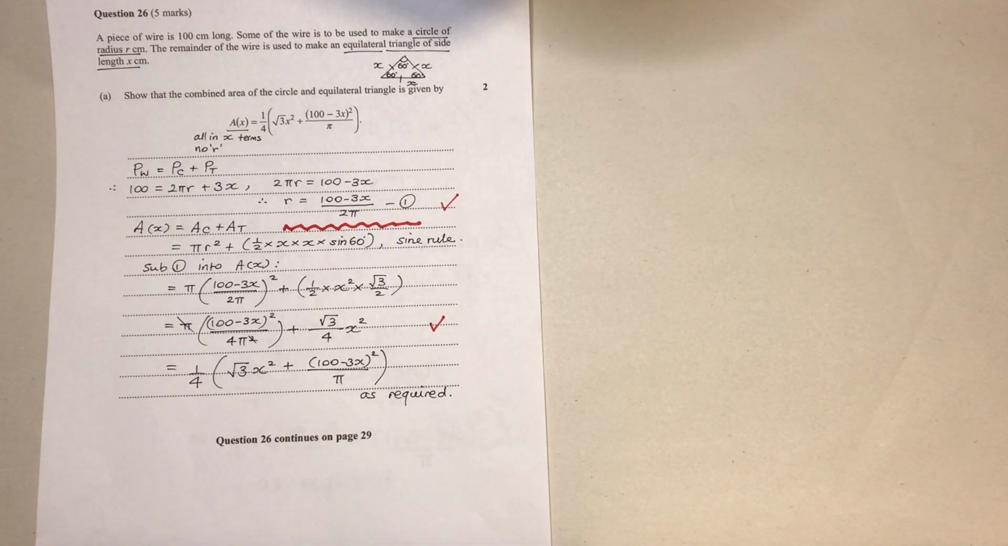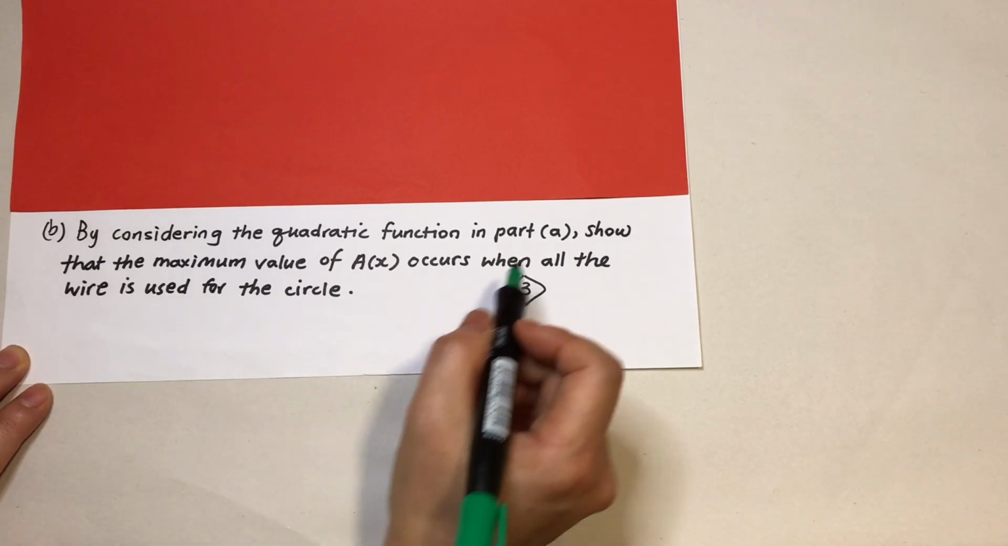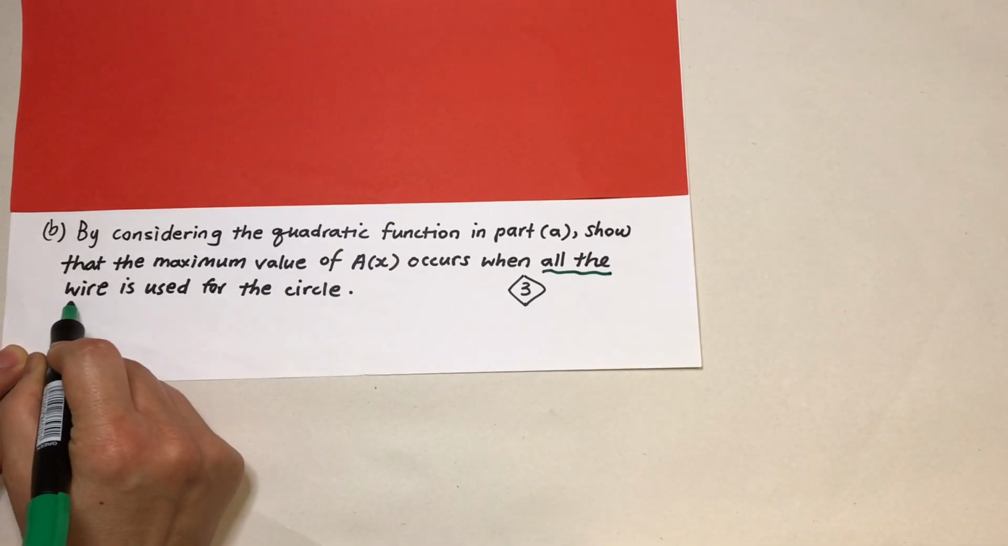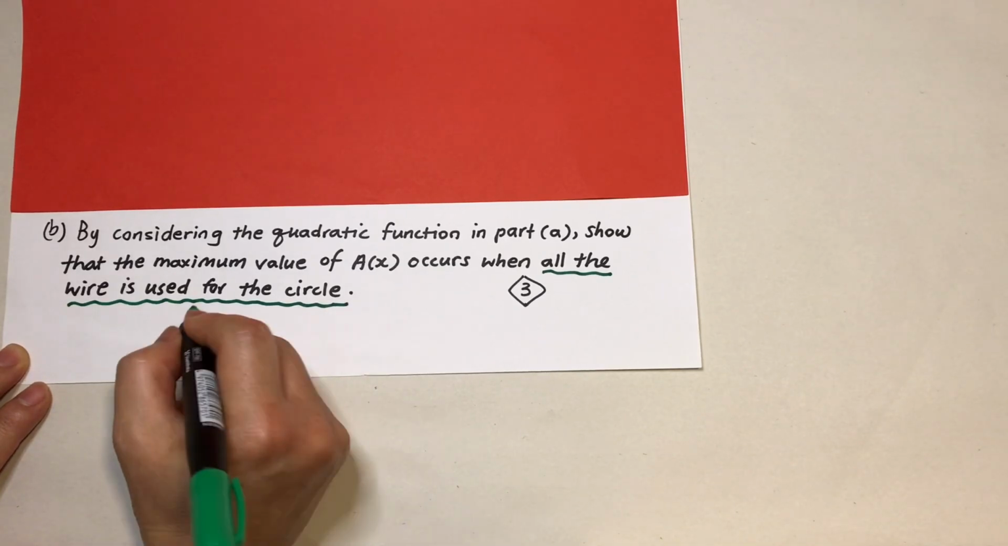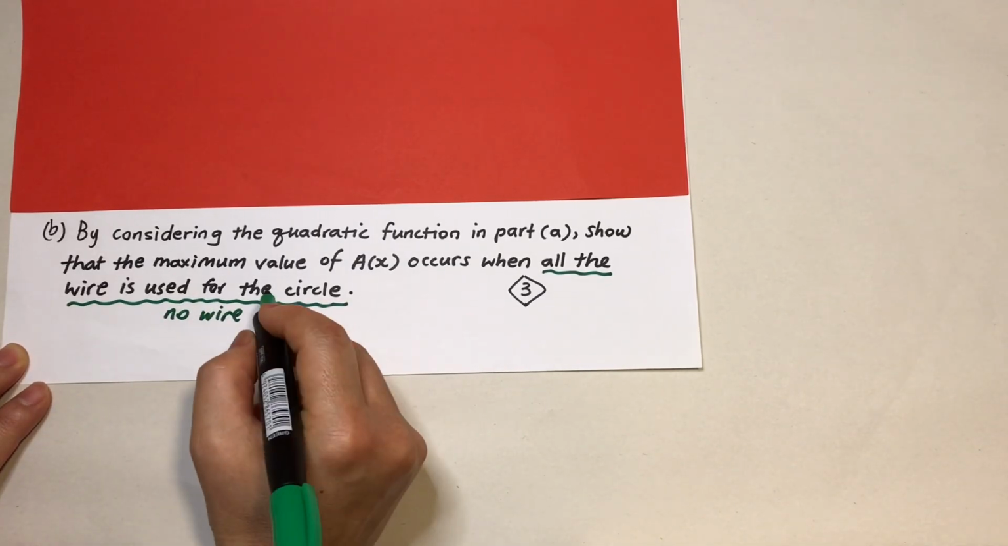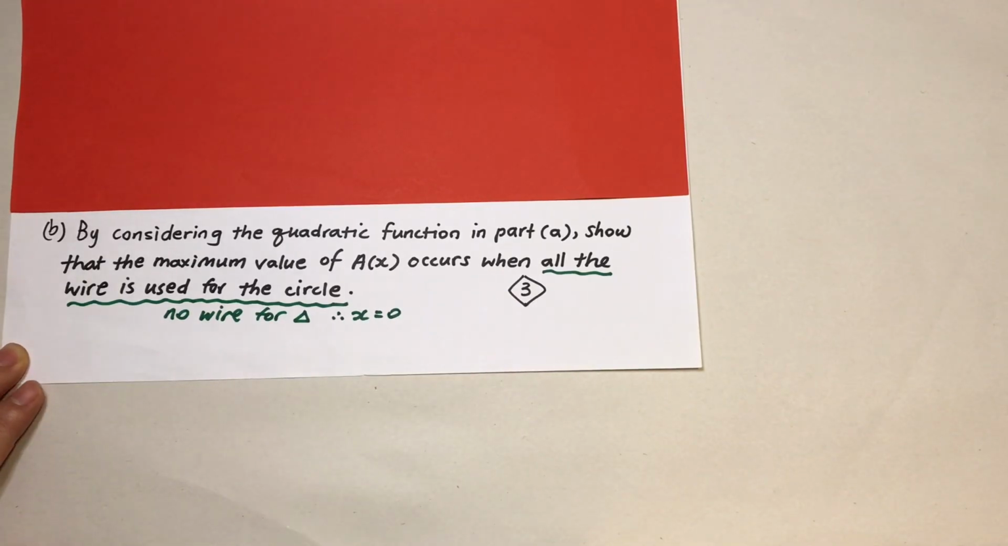Now, let's have a look at part B. When you look at this question, straight away, some of you might think, oh, I need to do my differentiation here because it says maximum value, but you don't need to. Let's have a look at this. What does it really mean by all the wire is used for the circle? No wire is used for the triangle, which means x has to be 0. Okay, keep that in mind.